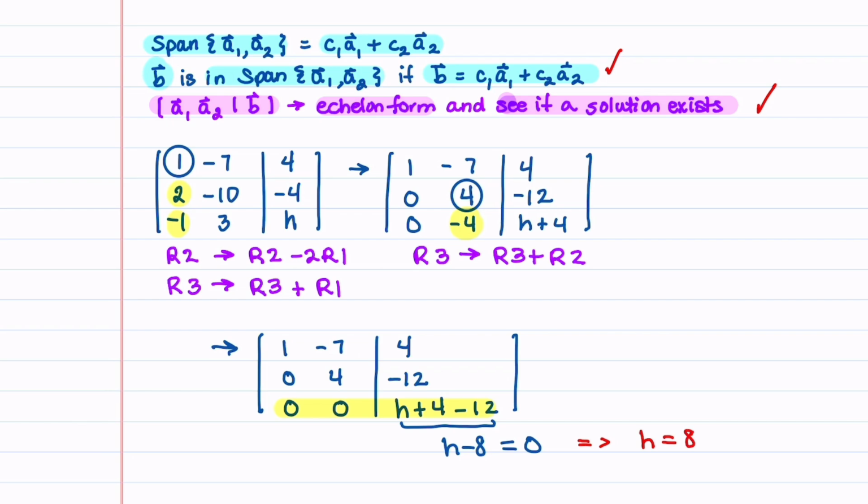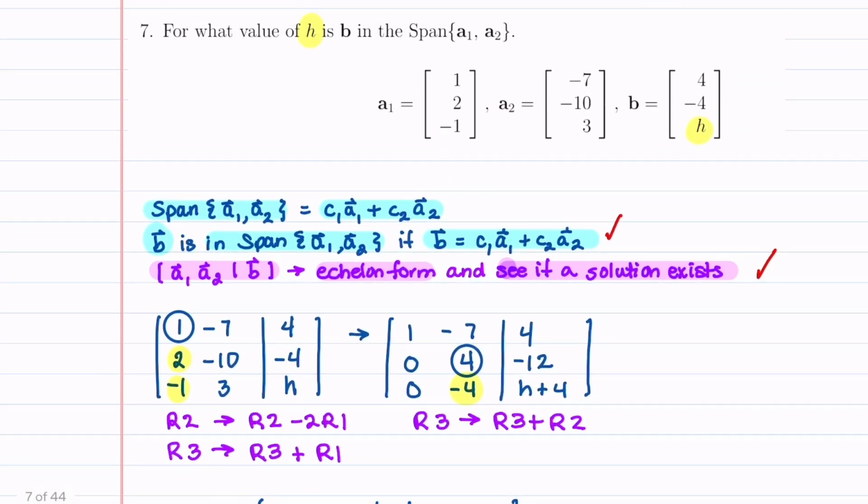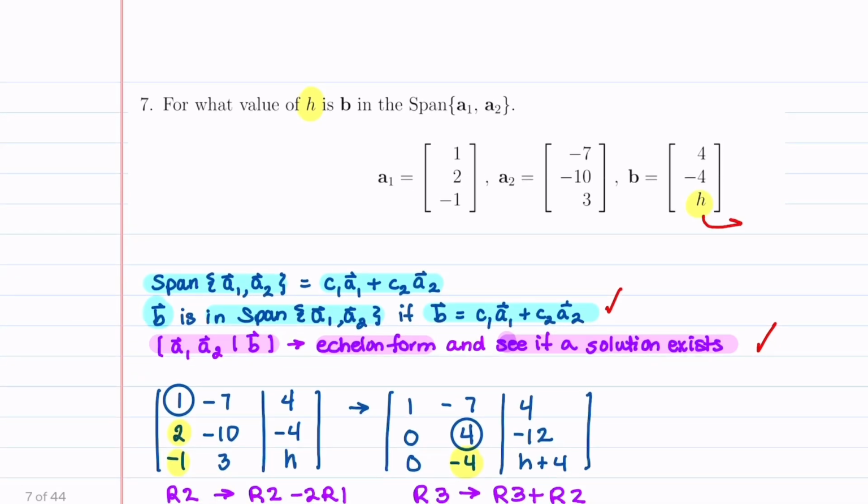So when H is equal to 8, let's go back up here. Let's go ahead and mark this as 8. When H is equal to 8, B is in the span of A1 and A2.